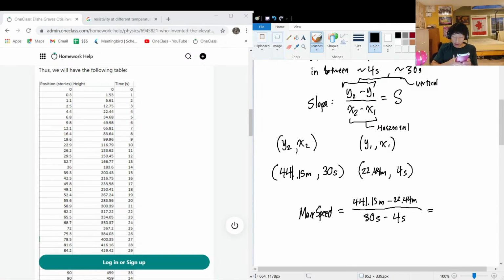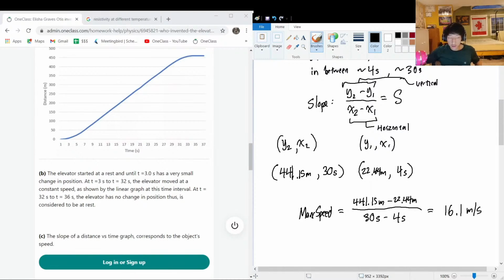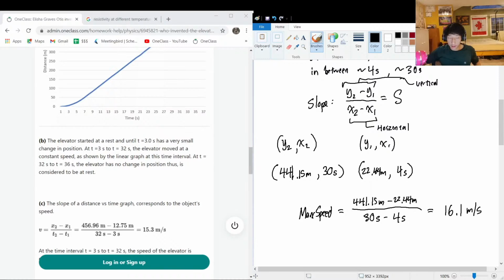Okay, so let's run that through the calculator and figure out what that is. I expect to see about 15. So, 441.15 minus 22.44, and that divided by 26, which is 30 minus 4, I get about 16.1 meters per second, which I guess is the same ballpark as the answer that they gave from the junior tutor here. I'm going to assume that they incorporated some of the flatter areas.